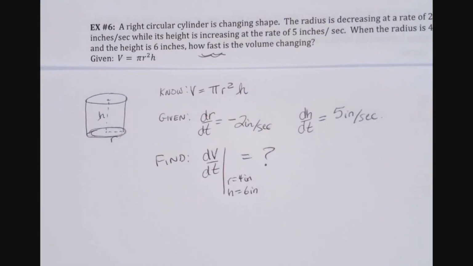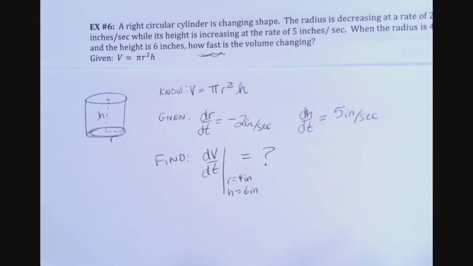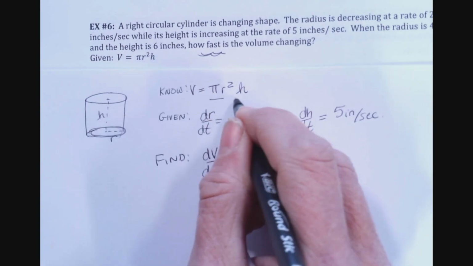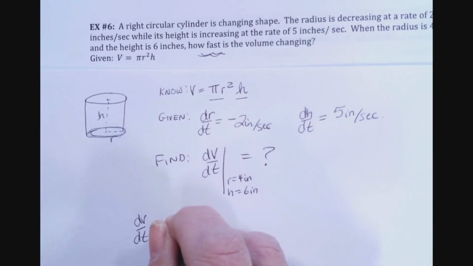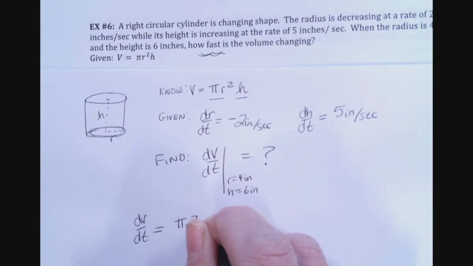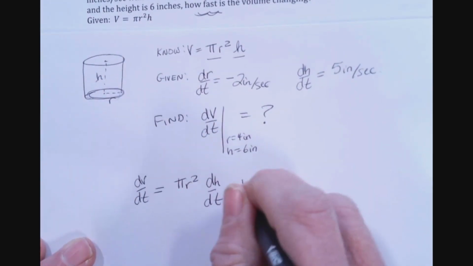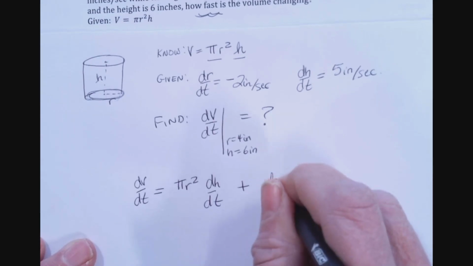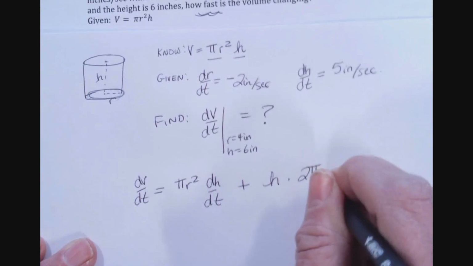So now, what's our next step? Take the derivative. That's just about always the right answer in calculus here. Take the derivative, both sides with respect to time. What rule are we going to have to use? Product rule. So dV/dt equals first times the derivative of the second plus the second times the derivative of the first. So 2 pi r dr/dt.